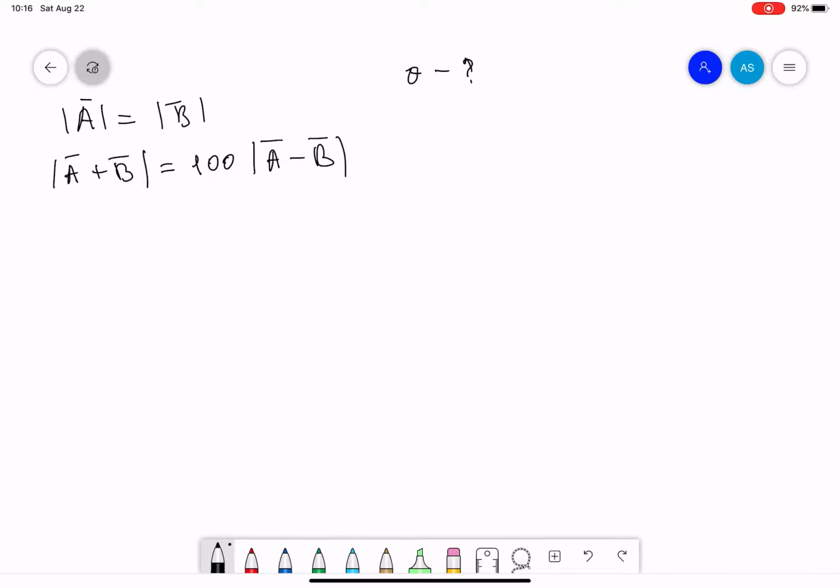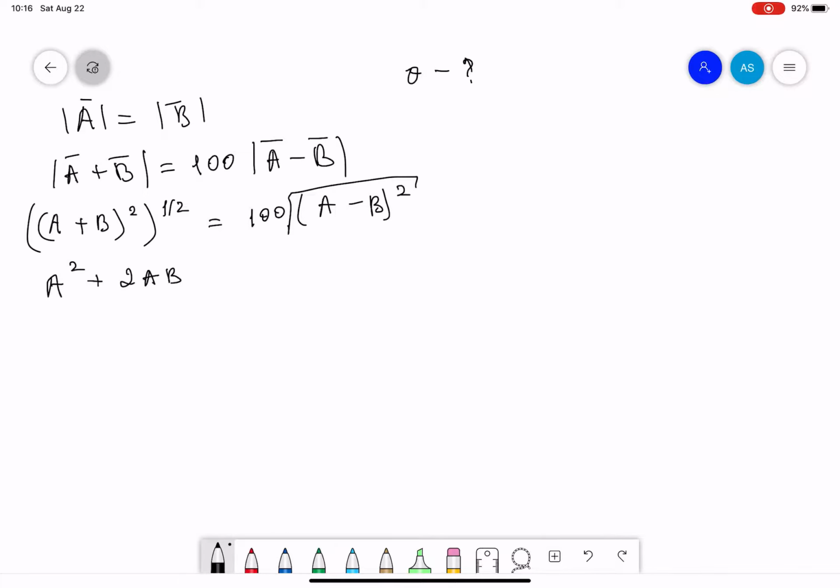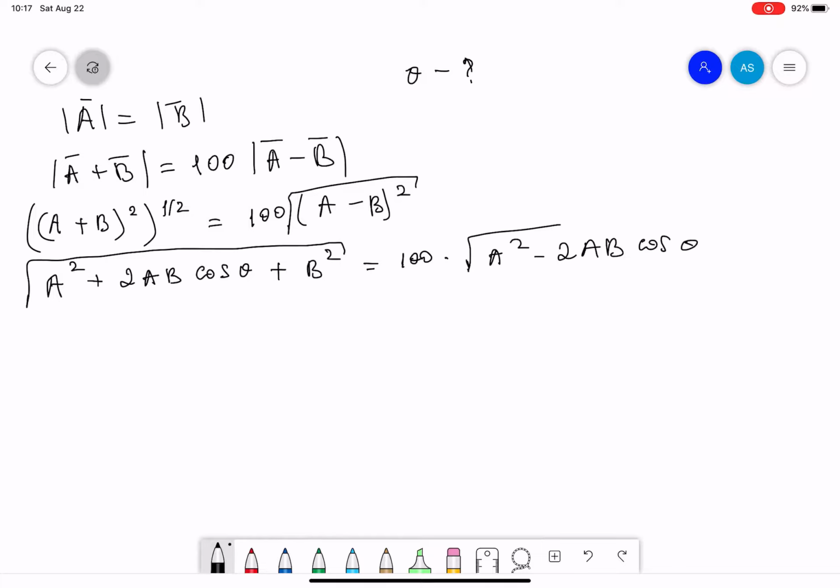So we can say that a plus b squared, to the power 1 over 2, is equal to 100 times a minus b squared taken under the square root. Then you can say that a squared plus 2ab, obviously you have an angle between them, so there is a cosine theta, plus b squared, is equal to 100 times a squared minus 2ab cosine theta plus b squared.